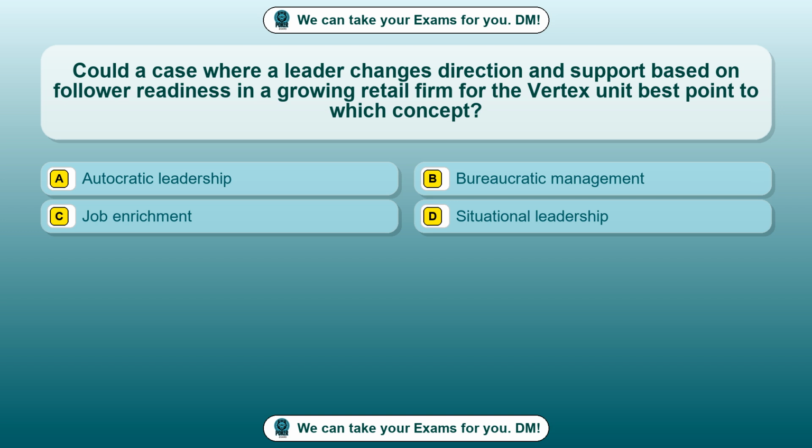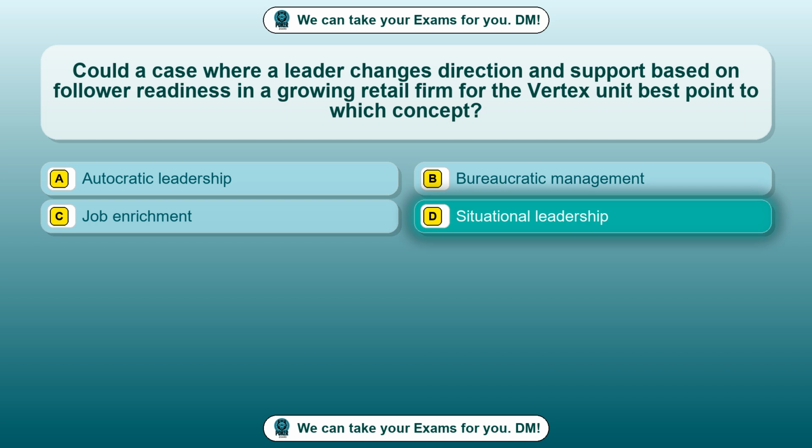firm for the Vertex unit. Which concept does it best point to? Option A, autocratic leadership. Option B, bureaucratic management. Option C, job enrichment. Option D, situational leadership. The correct answer is option D, situational leadership.